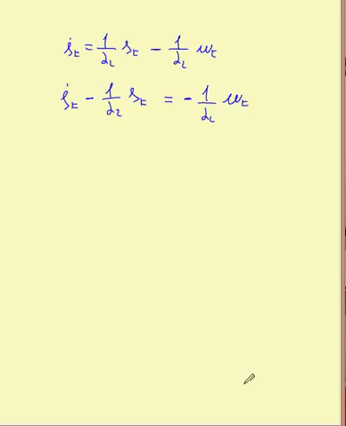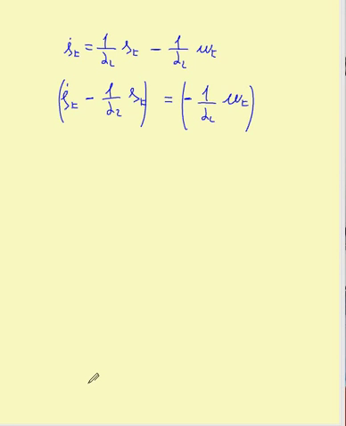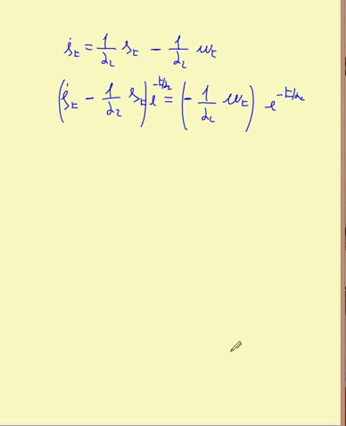We need to multiply both sides by the integrating factor. What is the integrating factor in this case? It's e to the power of minus t over alpha 2. This is the integrating factor, okay? So what's t? T divided by alpha 2. Yes, is the integrating factor.